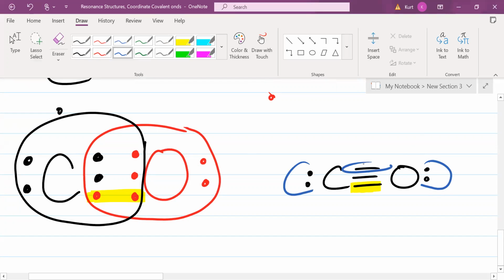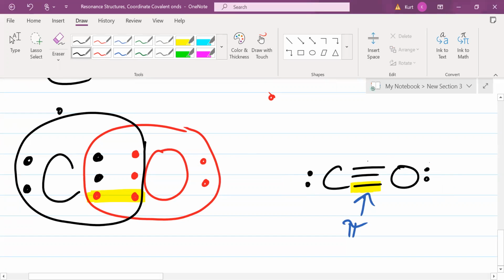So that's going to be 1, 2, that's going to be the pi. So the coordinate is a type of sigma bond. Yeah, I thought a triple has 2 pi's and 1 sigma. I thought it was 2 sigmas and 1 pi. Oh, am I wrong? We'll look that up.